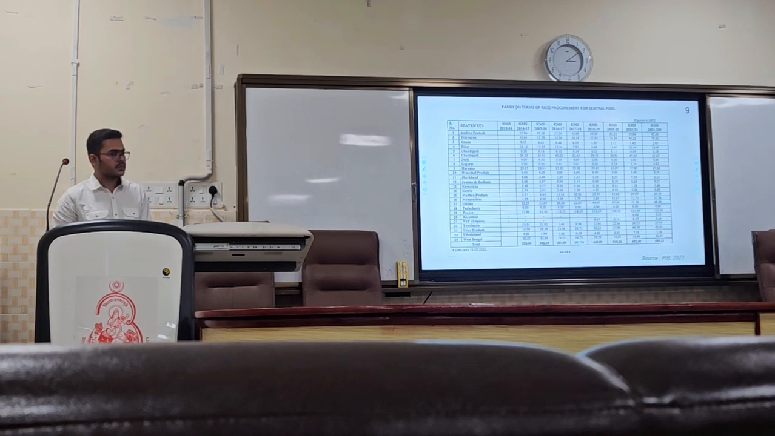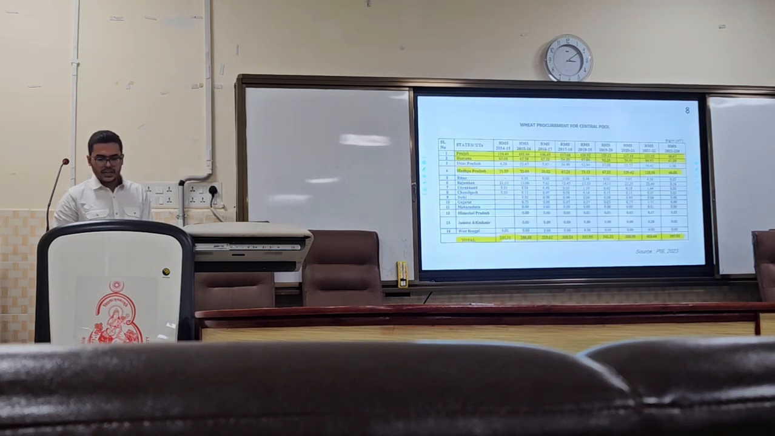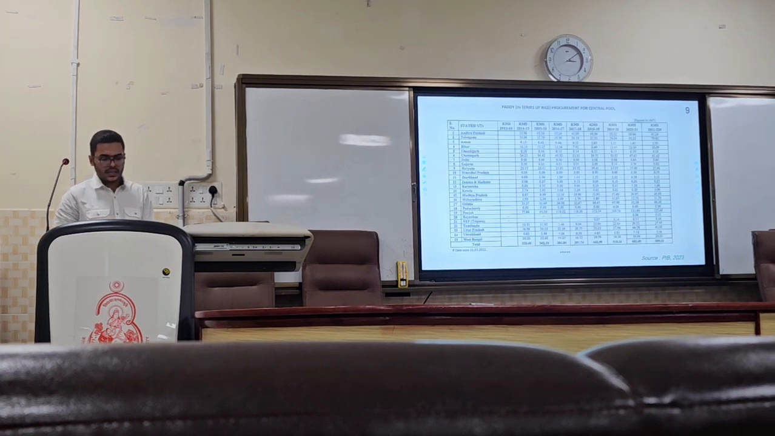What is the meaning of RMS, KMS? Sir, RMS, KMS, I have a little idea. R stands for Rabi and K stands for Kharif, for paddy or the subsystem. So this is the 10 years of data on rice and wheat procurement state-wise.